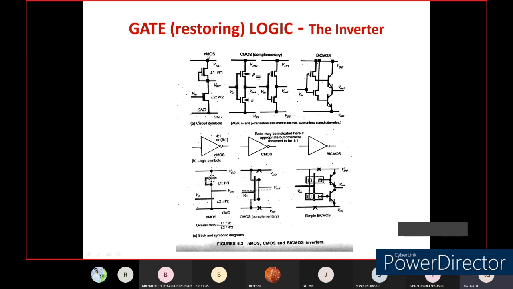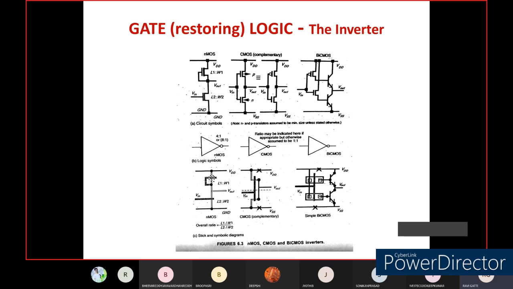So this is the circuit symbol of your NMOS transistors. Here you couple the output to the gate terminal of the depletion mode transistor, so it will work like an inverter. That is the function of this gate level logic circuit.